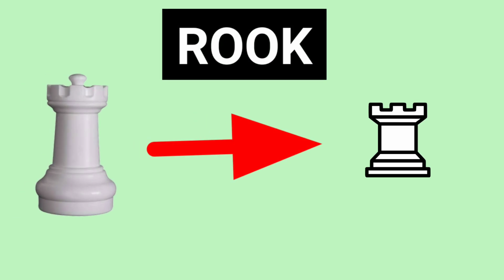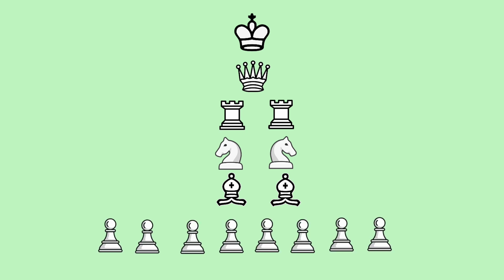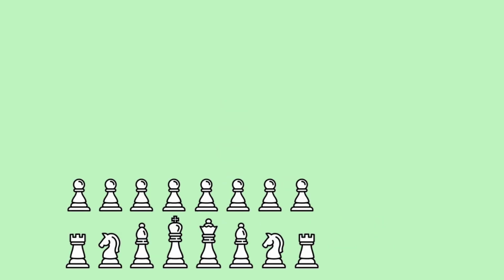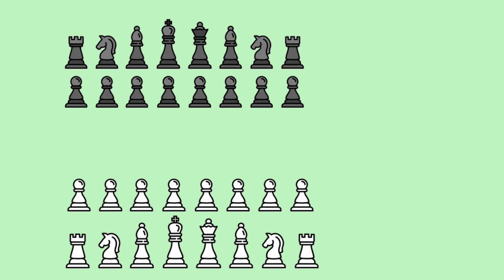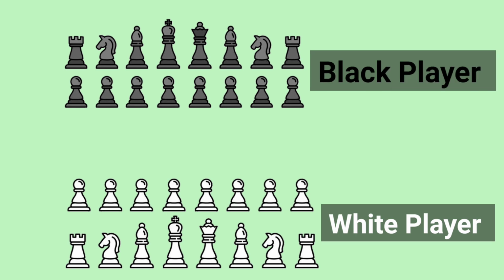This is the rook. This is the knight. This is the bishop. This is the pawn. That is 1 king, 1 queen, 2 rooks, 2 knights, 2 bishops, and 8 pawns. This is 16 pieces. In this form, 16 pieces are white and 16 pieces are black, a total of 32 pieces. One of the 2 players controls the white pieces and the other controls the black pieces. The player who controls the white pieces is called the white player, and the player who controls the black pieces is called the black player.